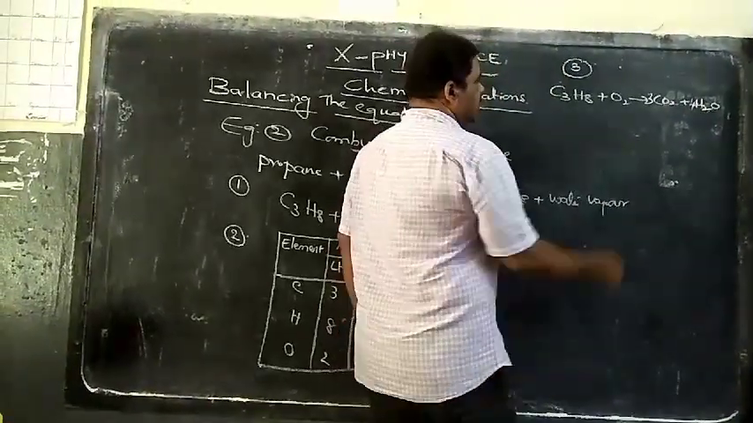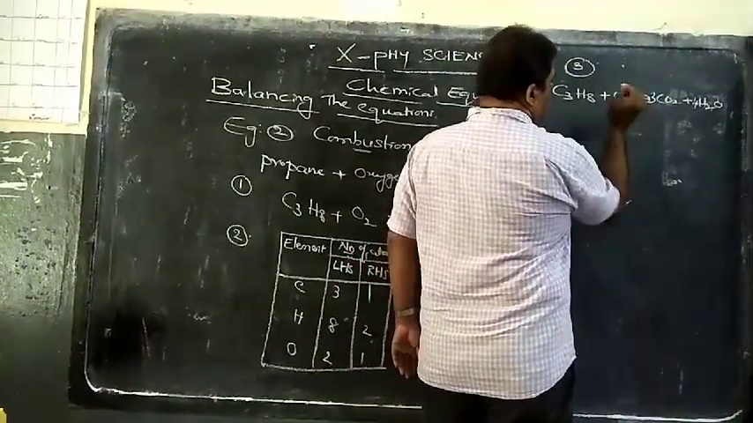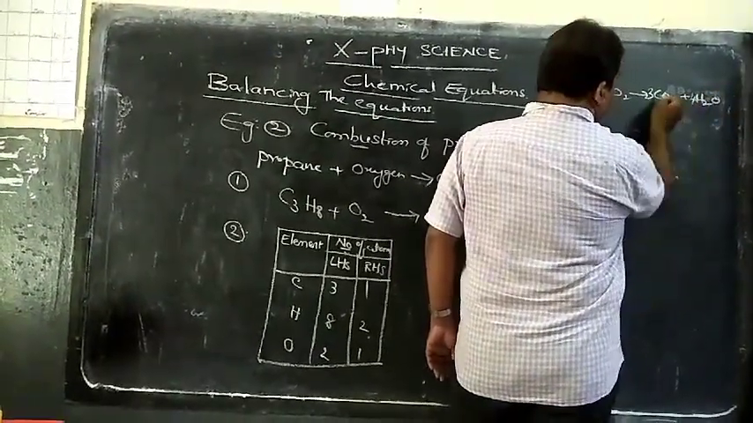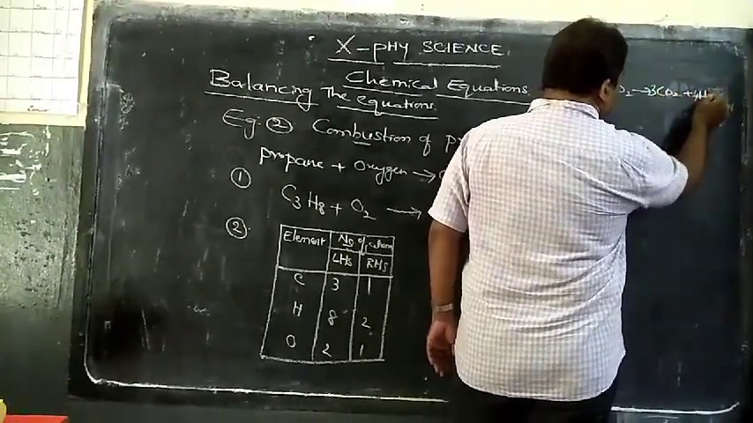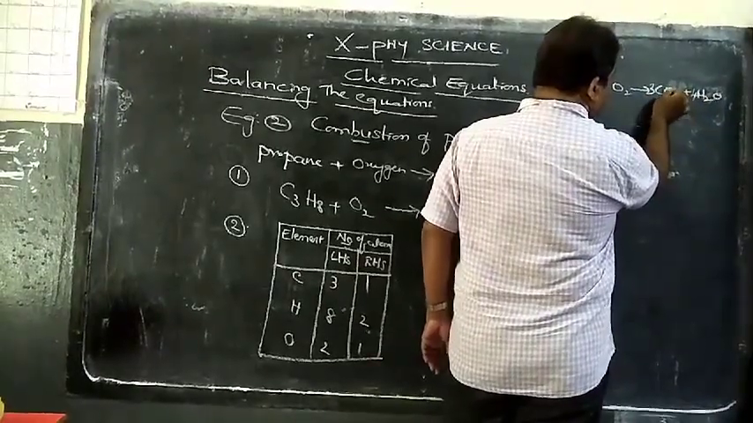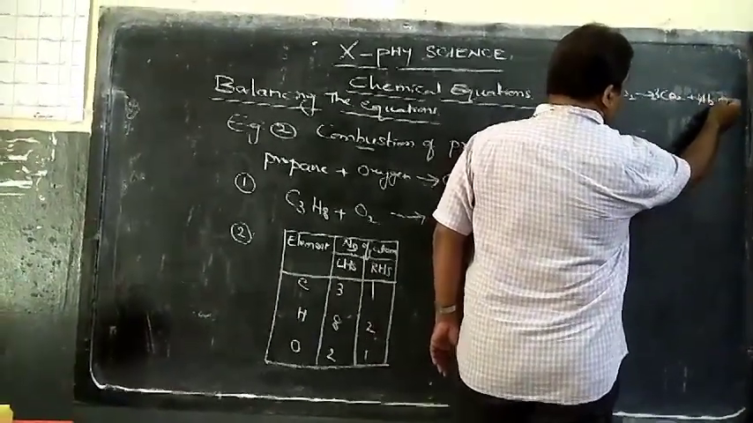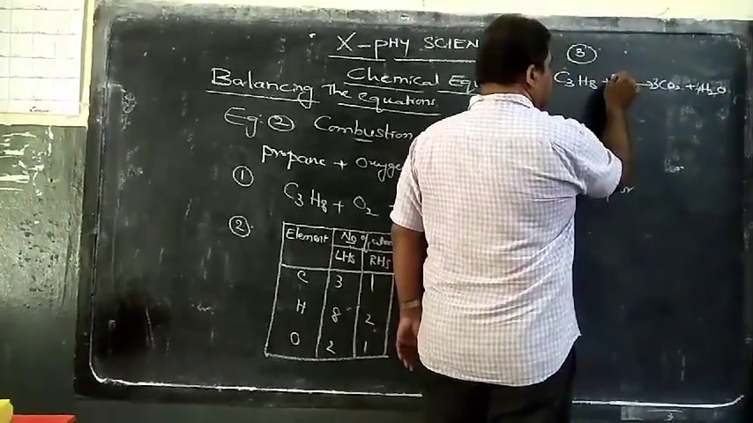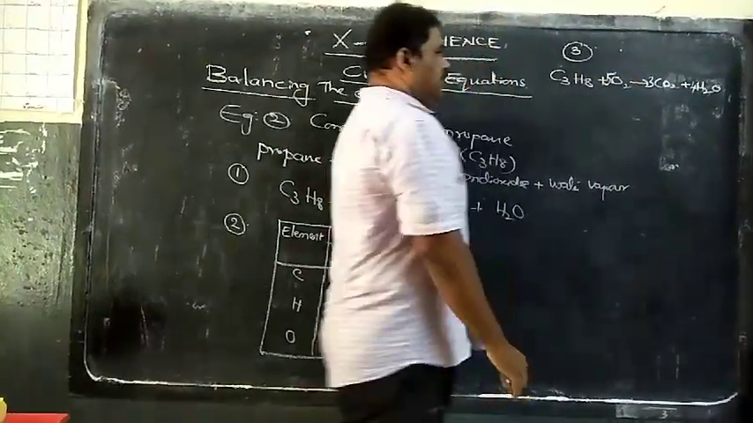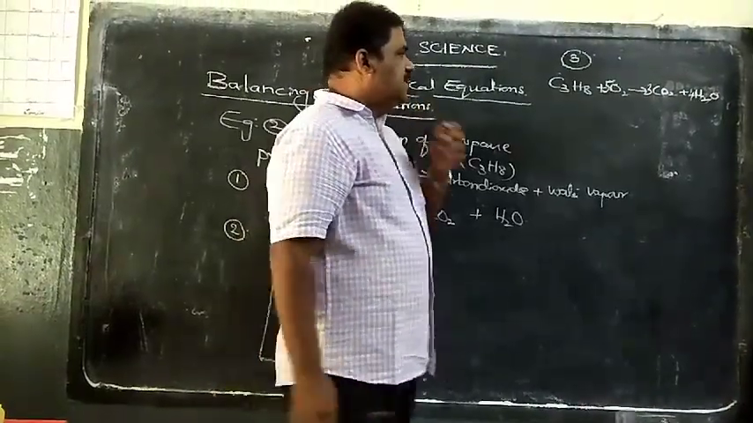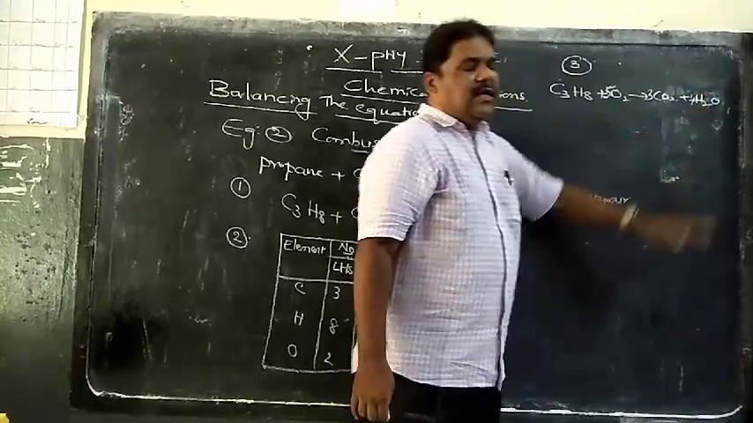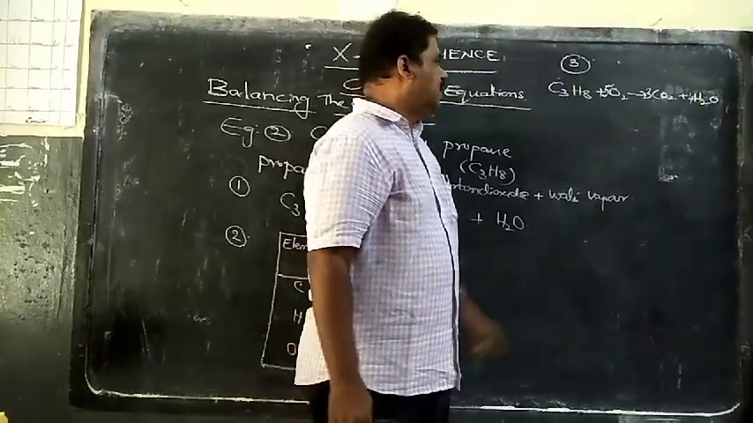Now see oxygen. Left side there are only 2 oxygen atoms. Right side, 3 2s are 6 oxygen atoms from carbon dioxide, and 4 into 1, 4 oxygen atoms from water. 6 plus 4 is 10. Total 10 oxygen atoms are there. So here only 2 are there. So let us multiply by 5. Now it is called balanced equation. Number of atoms of an element on left side is equal to number of atoms of the same element on right side.